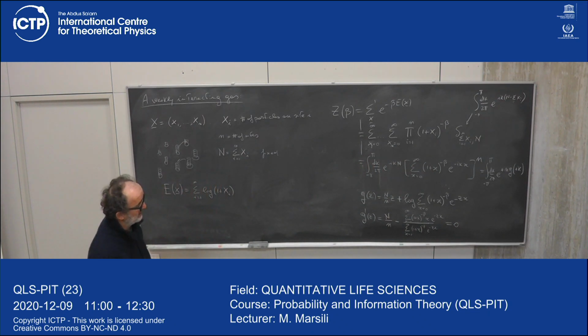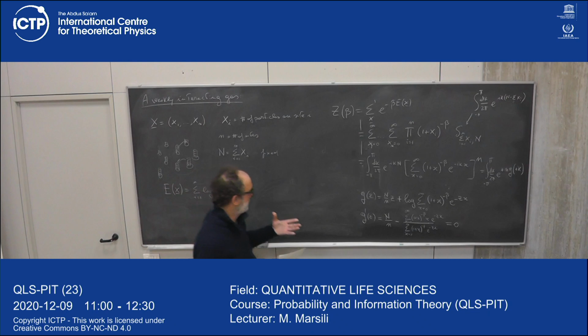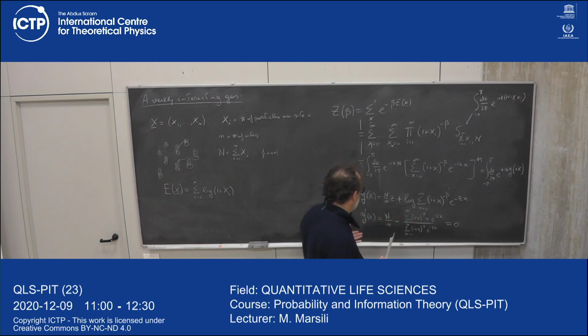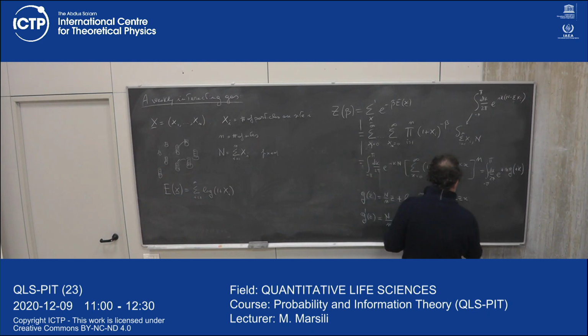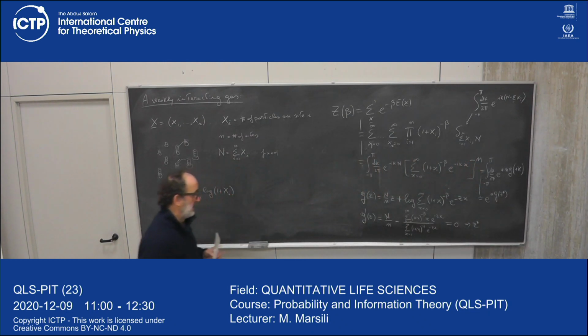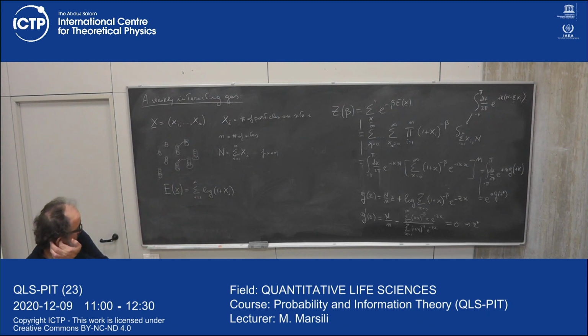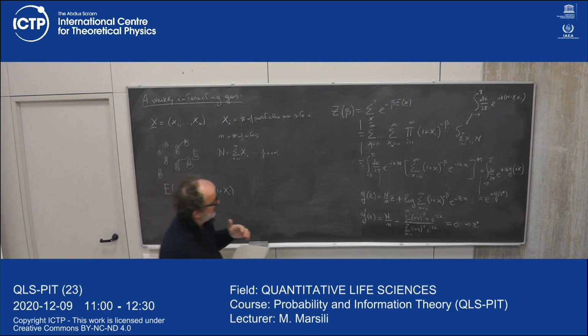Now, what is the feature of this solution? This should give you a z star, and then the partition function should be essentially given by e to the N times g of z star. Now, what is this z star?